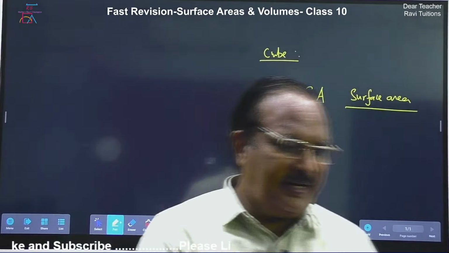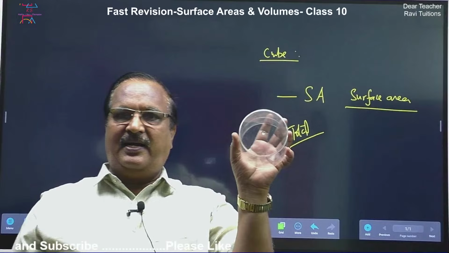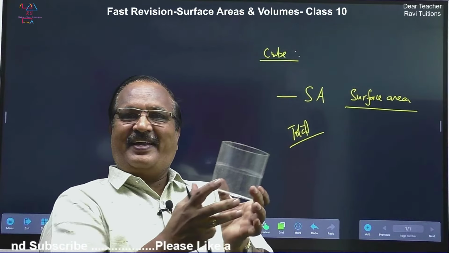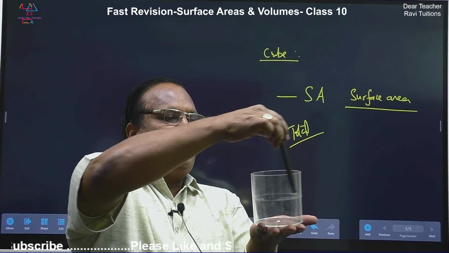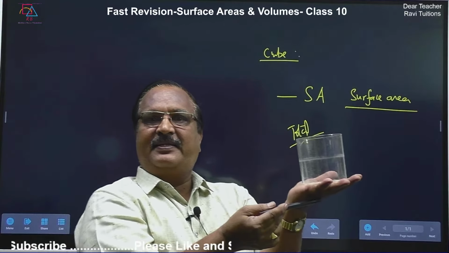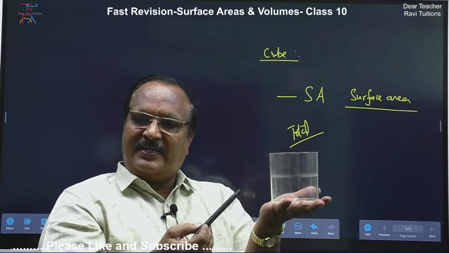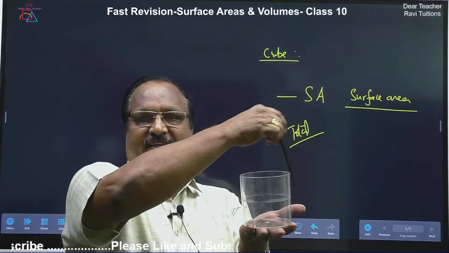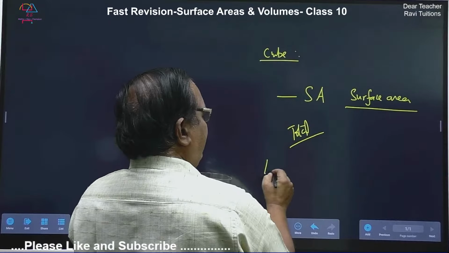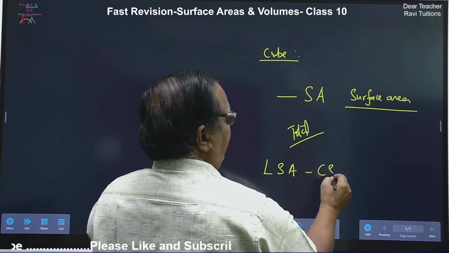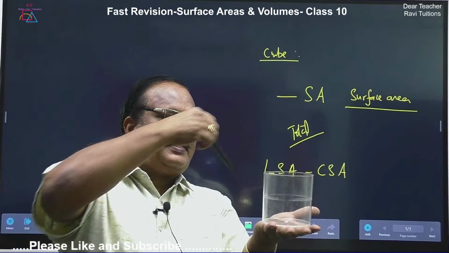If you are taking a cylinder, this is a cylinder. Lateral surface area means only this part, remove the top and the base. This lateral surface area also looks like curved surface area. This is curved. So sometimes this LSA we call it CSA. LSA means lateral surface area. CSA means curved surface area.